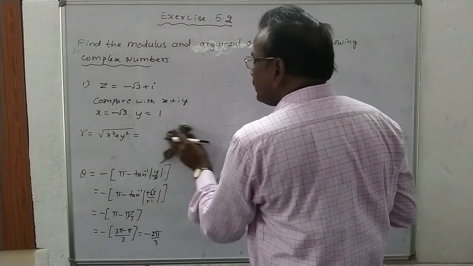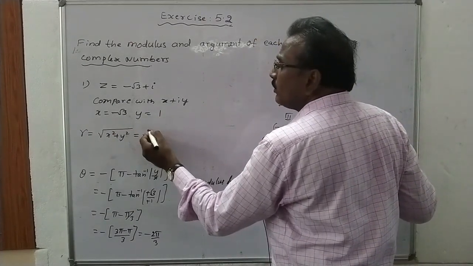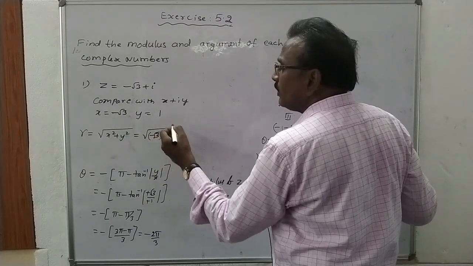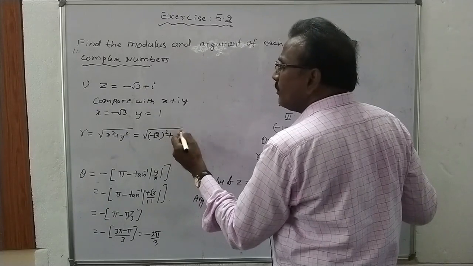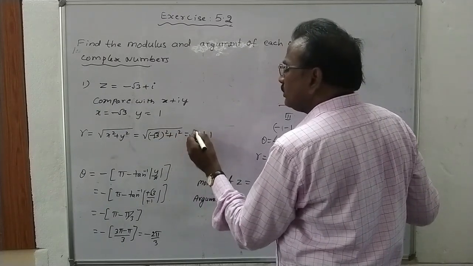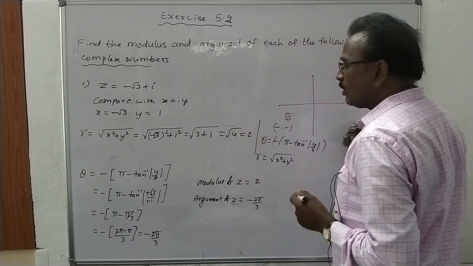So what is the modulus? Root of x square plus y square, that is square root of x value minus root 3 whole square plus y square, that is 1 square. Minus root 3 whole square is equal to 3, plus 1 square is 1, square root of 4, value is 2. So this is the modulus.